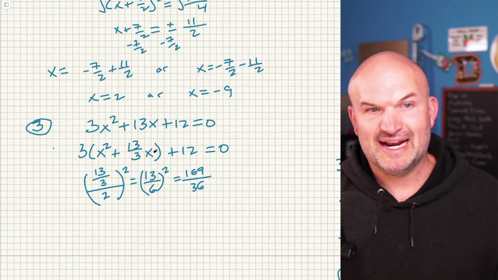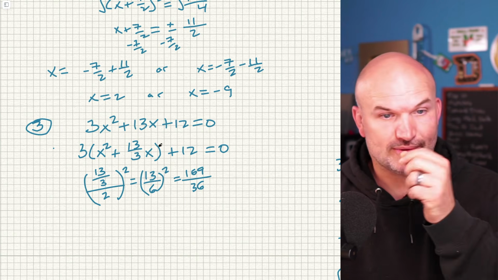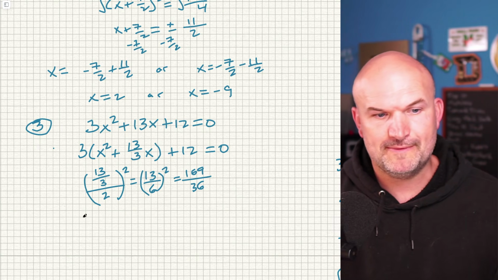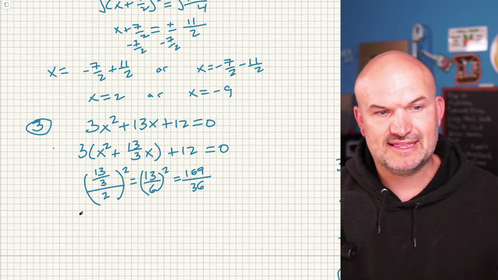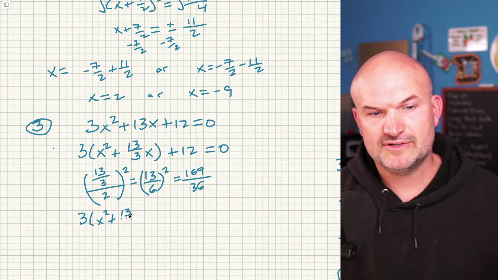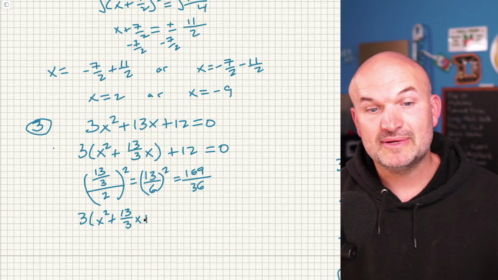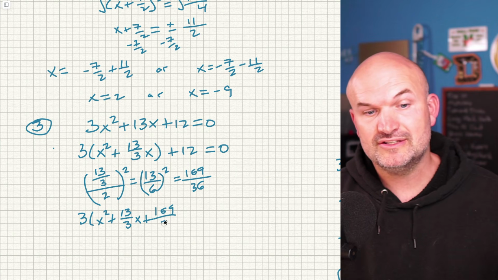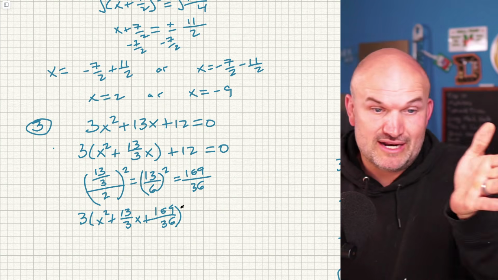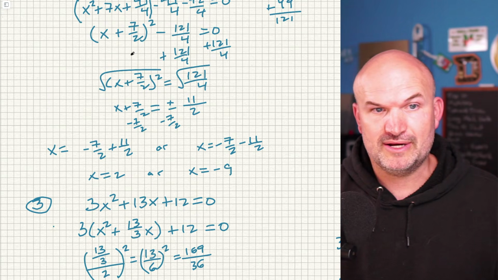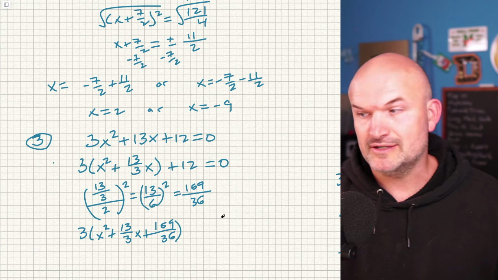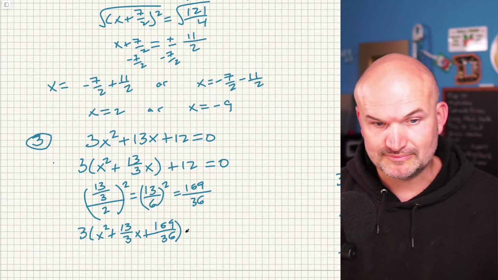What do we do? Oh yeah, we've got to add that in. Now here, we're going to add this inside the parenthesis, and then something special is going to come up. So I'm going to take this, I'm going to have 3 times x squared plus 13 divided by 3 x. I'm going to add my 169 divided by 36. Now, I'm going to subtract it on the outside, outside of that parentheses, just like I did up here. I did this in all these examples. But there's something I need you guys to understand here. This is something really, really important.